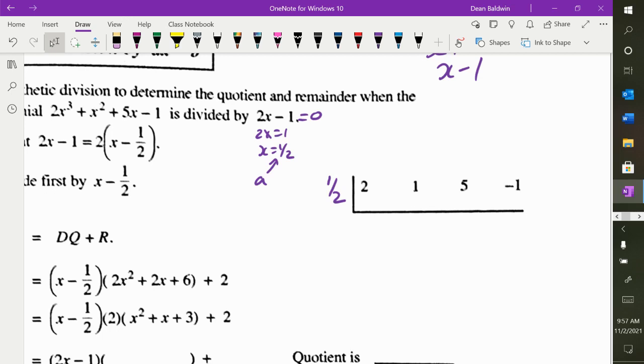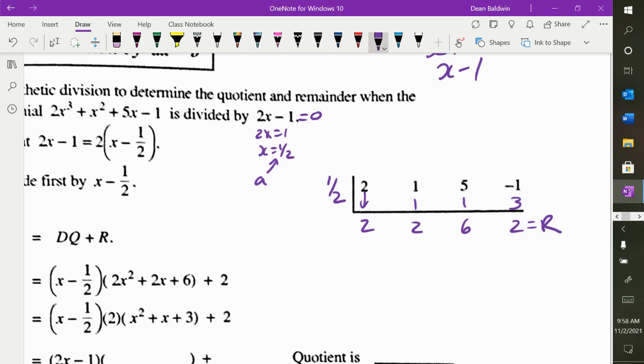All right, what do I do with the 2? Drop down. So you drop the 2 down. What's 2 times 1/2? 1. What's 1 plus 1? What's 2 times 1/2? What's 1 and 5? 6. What's 6 times 1/2? 3. 2. What's 2? 1. Go. That's my remainder.